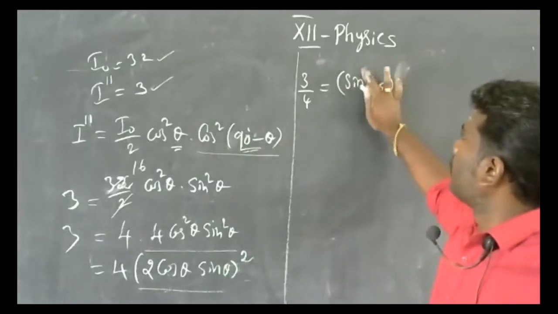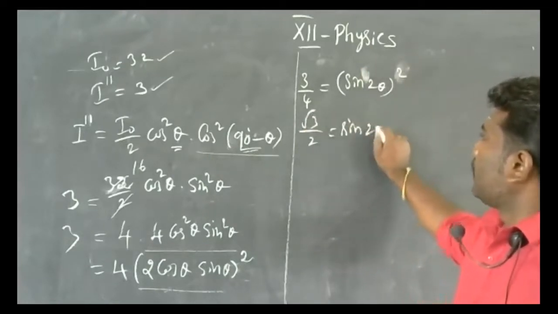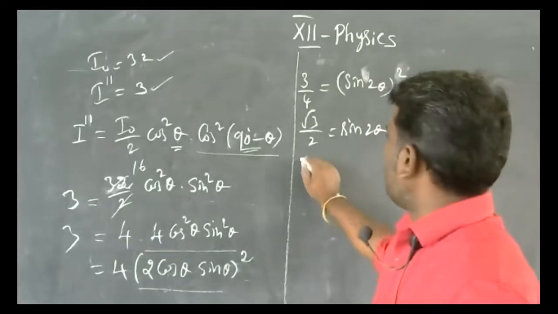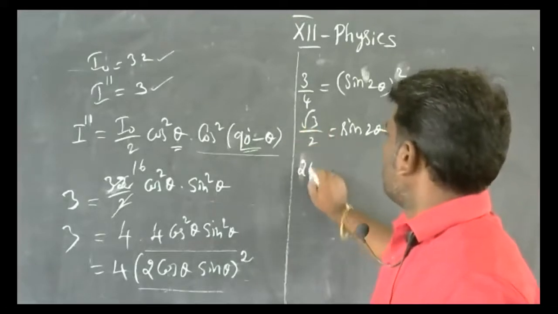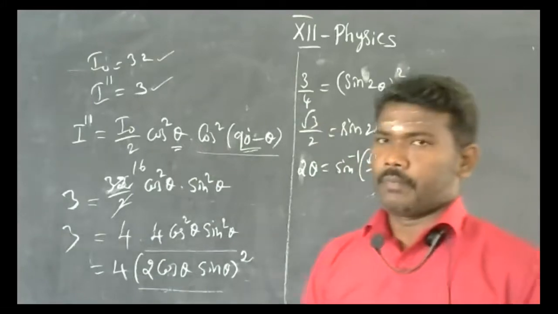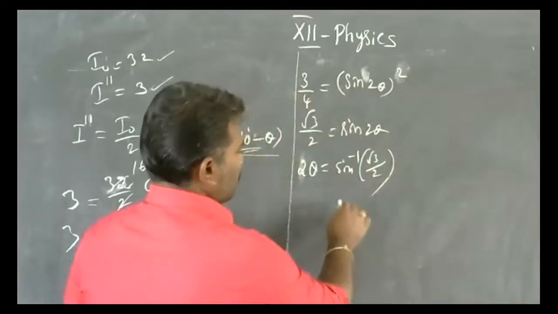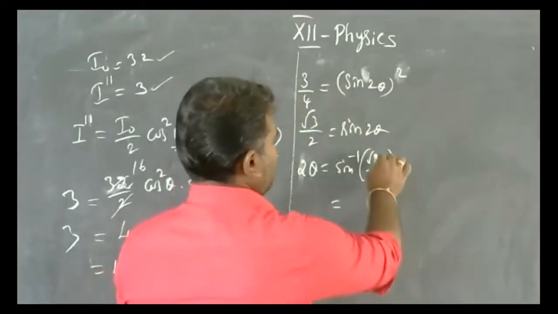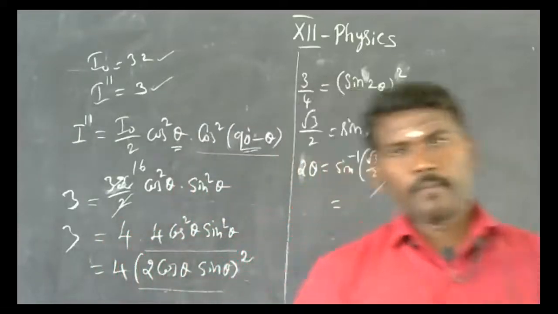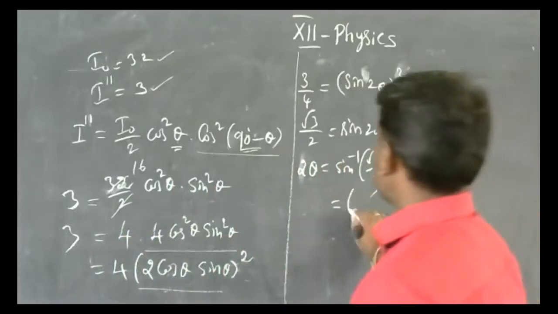If you take square root on both sides, root 3 divided by 2 is equal to sin 2 theta, and we can write the formula 2 theta is equal to sin inverse of root 3 divided by 2. So this angle root 3 by 2 is the value for which angle in natural sine? Root 3 by 2, there is nothing but 60 degree. This angle is 60 degree.